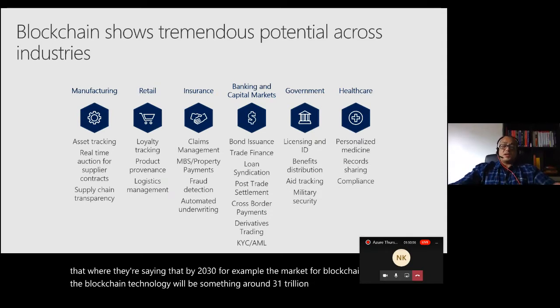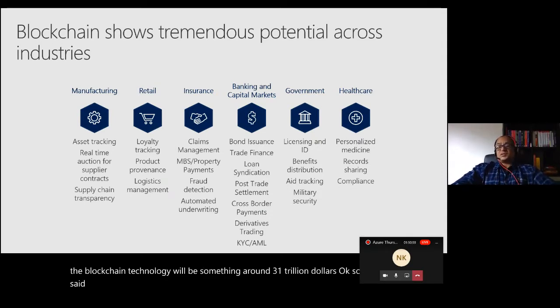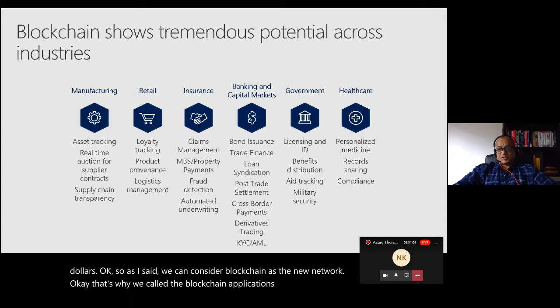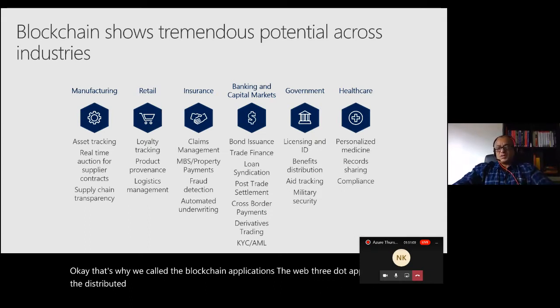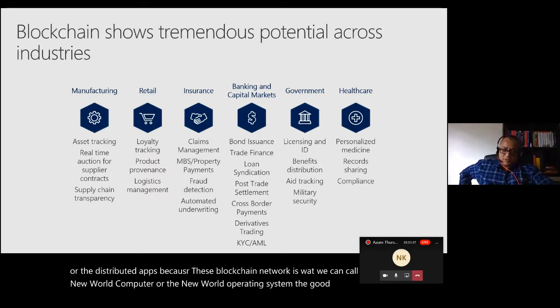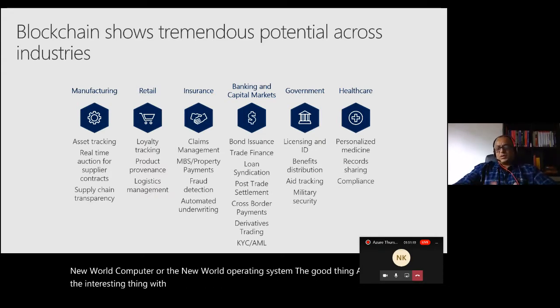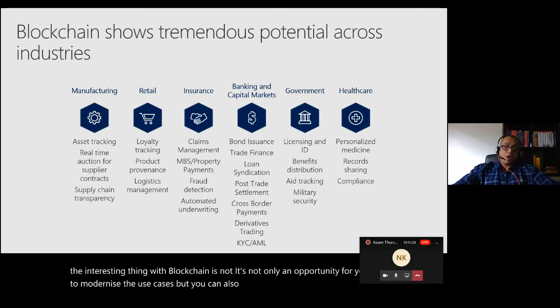Okay, so as I said, we can consider blockchain as the new network. That's why we call blockchain applications Web 3.0 apps, or distributed apps, because this blockchain network is what we can call the new world computer, or the new world operating system. The good and interesting thing with blockchain is that it's not only an opportunity for you to modernize the use cases, but you can also implement something that we can call the smart contract.